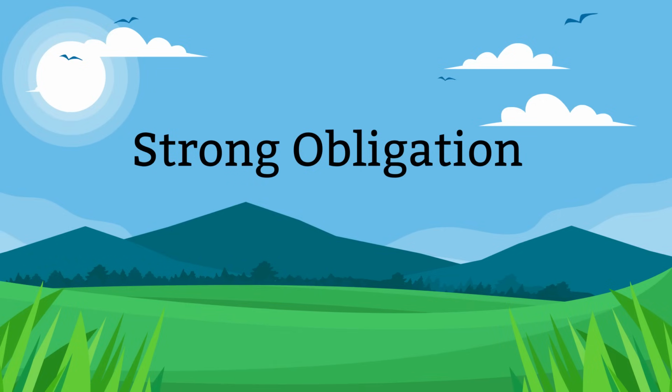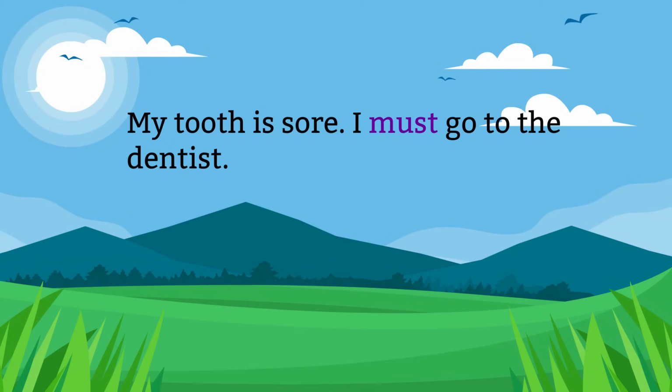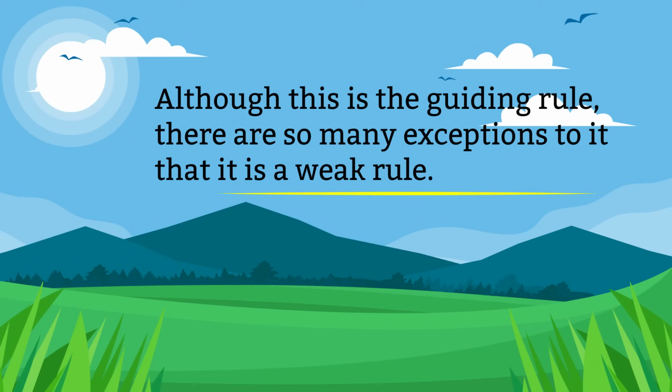Strong obligation. Need to, must and have to are all used to express strong obligation. My tooth is sore. I must go to the dentist. You don't need to go shopping as I've already gone. Although this is the guiding rule, there are so many exceptions to it that it is a weak rule.